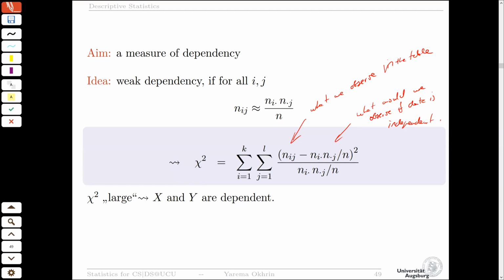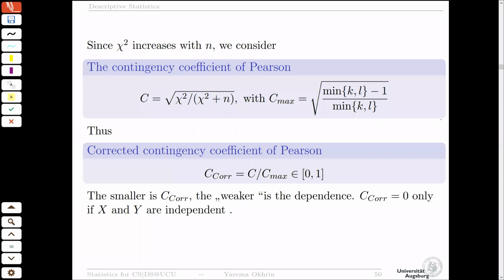The problem is that this chi-squared is not normalized, so it takes no fixed value, say between -1 and 1. To do that, there is a special type of corrected coefficient, the corrected contingency coefficient of Pearson. It is the C, which is computed this way. It is normalized by the maximum value, which is the minimum of rows and columns in the table, minus 1, divided by the minimum between rows and columns. And if you divide this C over C max, you have 0 and 1.